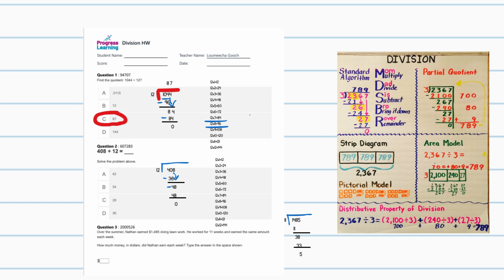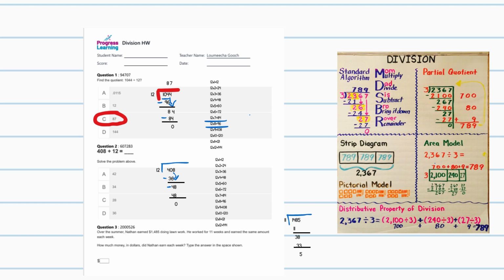after listing our multiples of 12 that 12 times 7 is 84, and that's why we put our 7 up top next to the 8. We know that 7 times 12 is 84. We place it underneath the 84 and subtract to get 0. So the answer is 87, or C, on this paper.